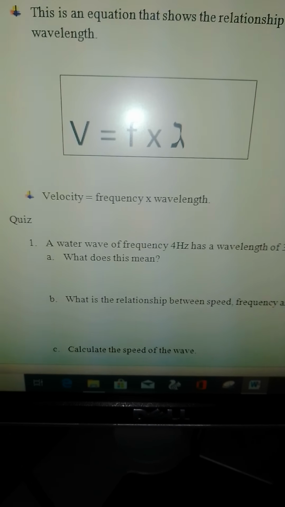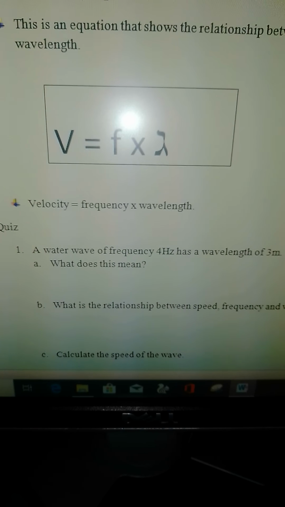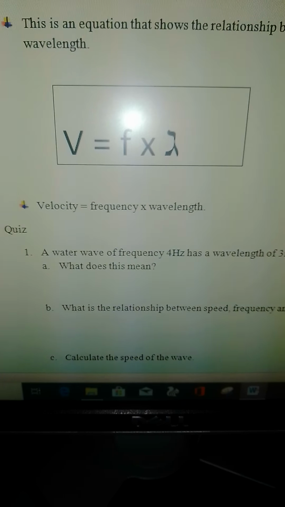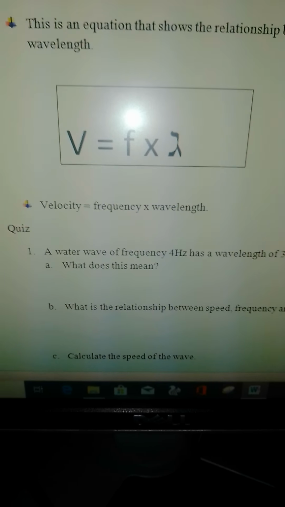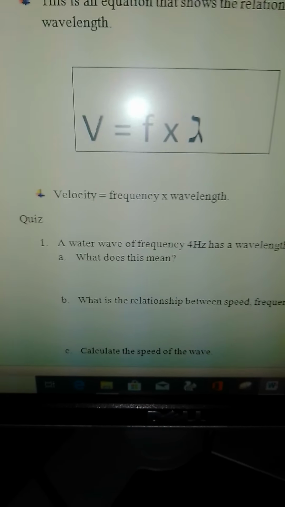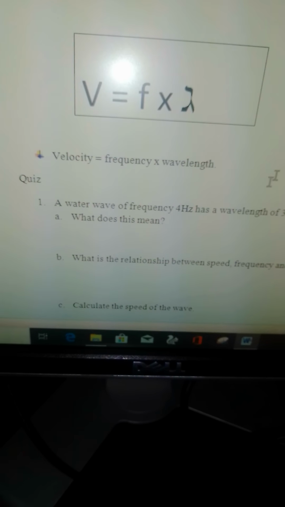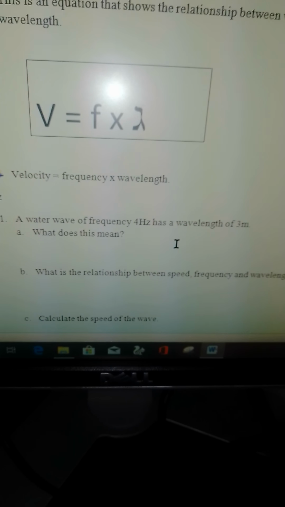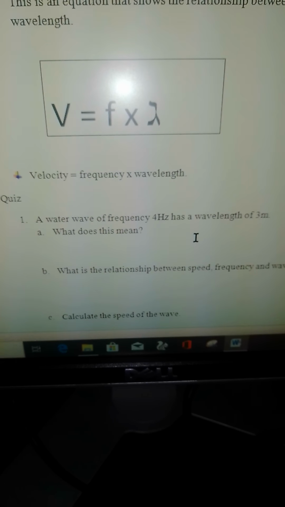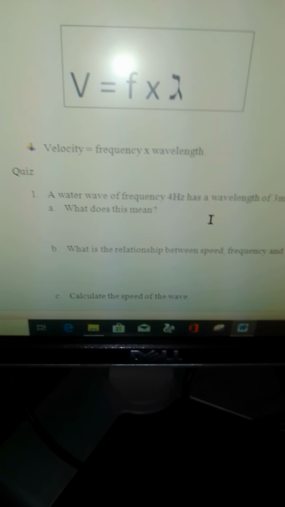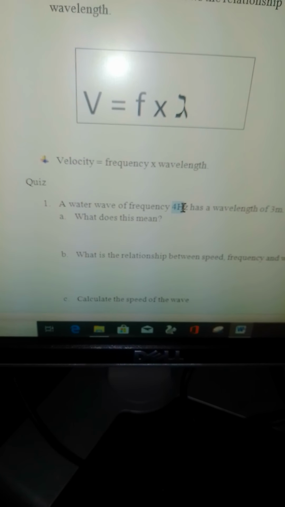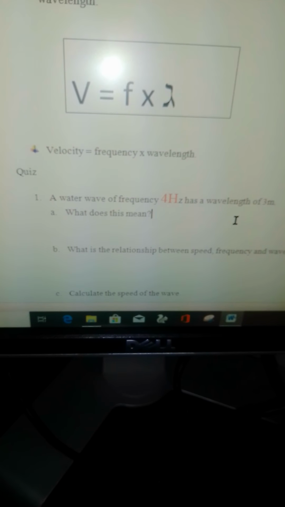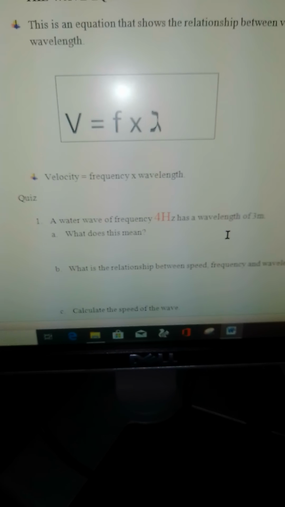For example, a water wave of frequency 4 Hz has a wavelength of 3 meters. What does this mean? We know that frequency is measured in Hz. Hz represents the number of cycles the wave makes, and therefore in this case, 4 Hz means that the wave is covering 4 cycles in 1 second.